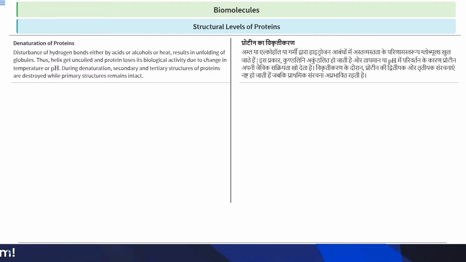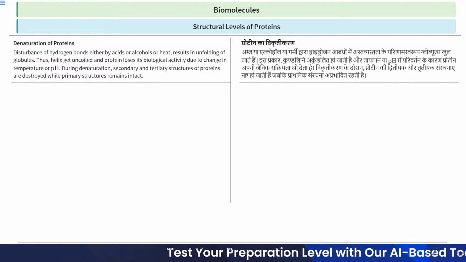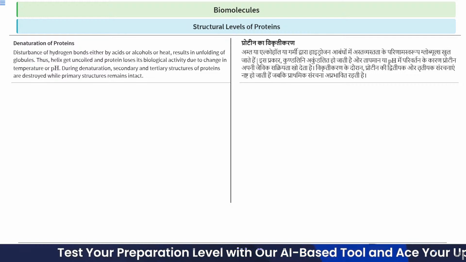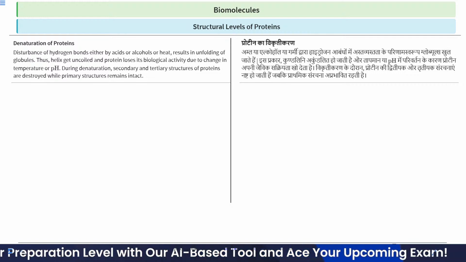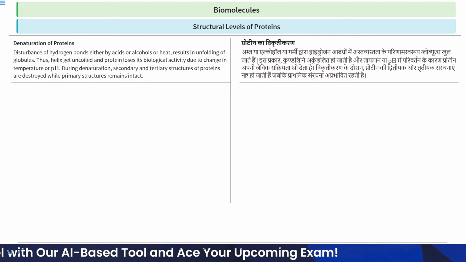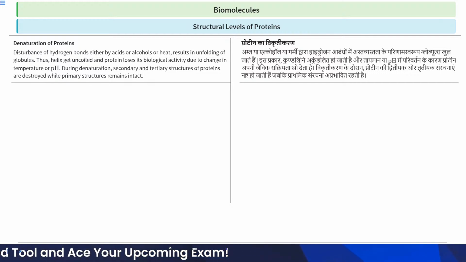During denaturation, the secondary and tertiary structures of proteins are destroyed while the primary structure remains intact. The primary structure remains as it is, while the secondary and tertiary structures are destroyed while denaturation is happening.